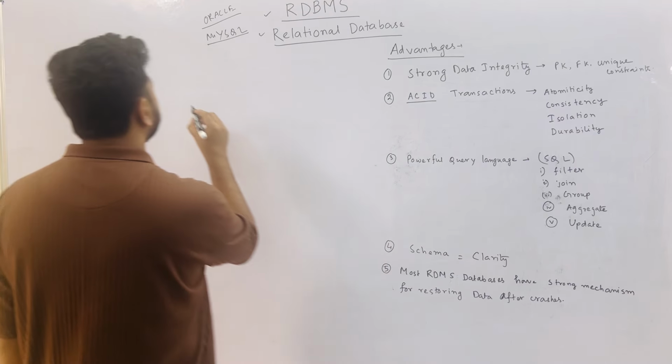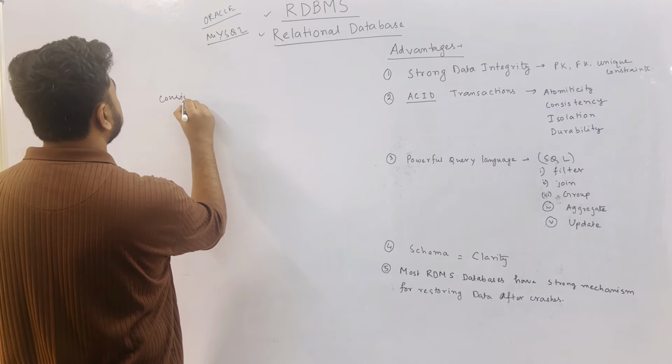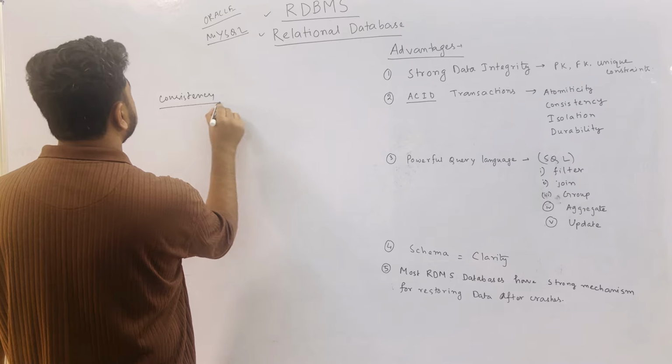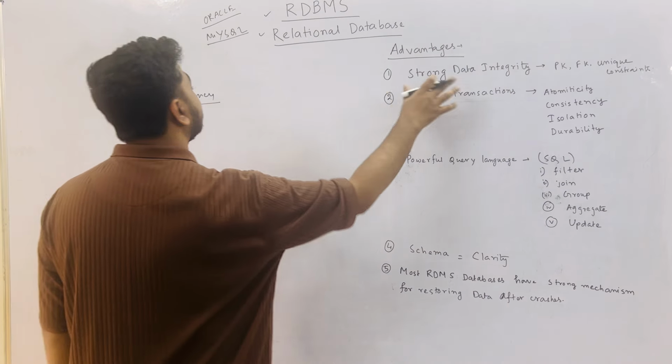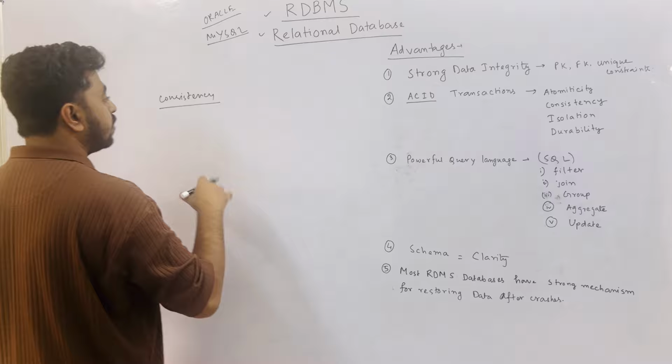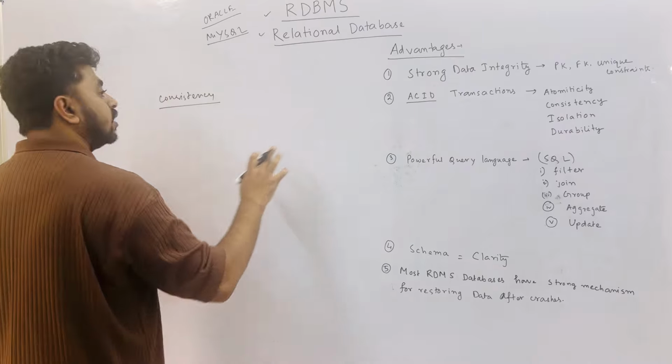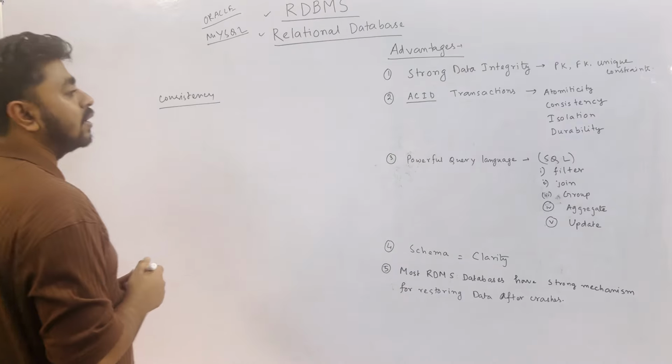So what does consistency mean? Here consistency means, as you can see, we are able to maintain complete data integrity, and we can maintain consistent data also using this integrity, using the constraints that we have.